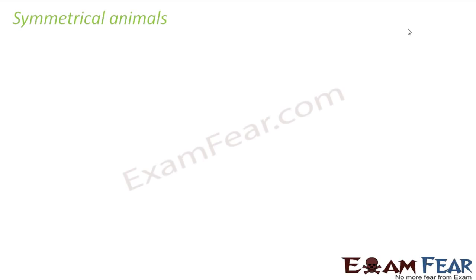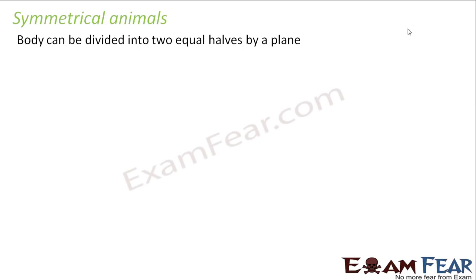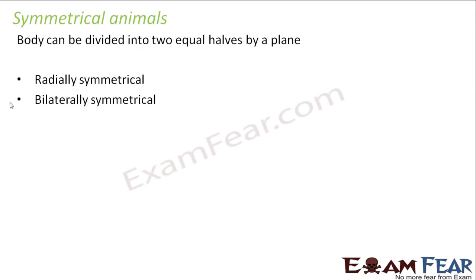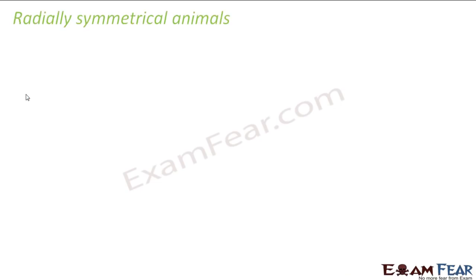The next one is symmetrical animals. That means those animals which have some symmetry. So their body can be divided into equal halves by a plane. Again, symmetrical animals can be of two types. One is radially symmetrical animals and the other one is bilaterally symmetrical animals. Those animals which possess radial symmetry, you can divide into symmetrical parts by an axis which passes through the center. And bilateral symmetry means you can divide that object into two laterally symmetrical halves.